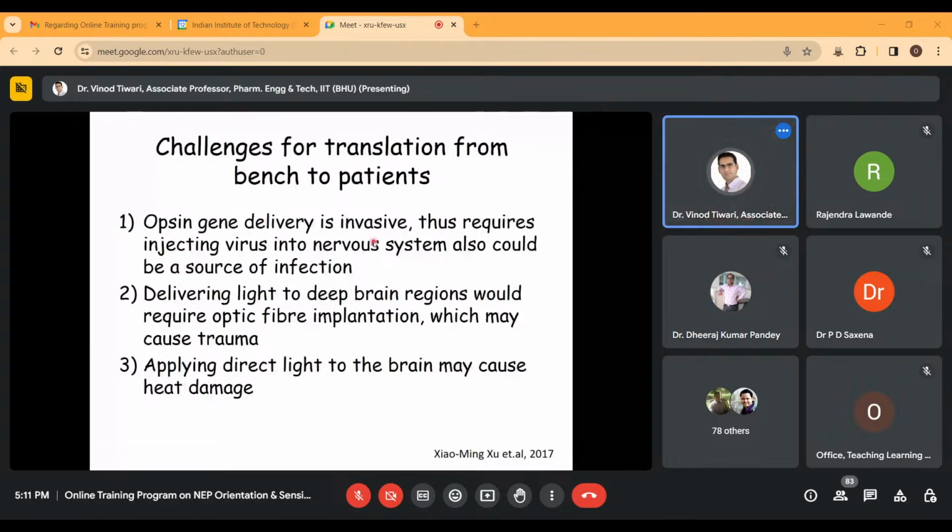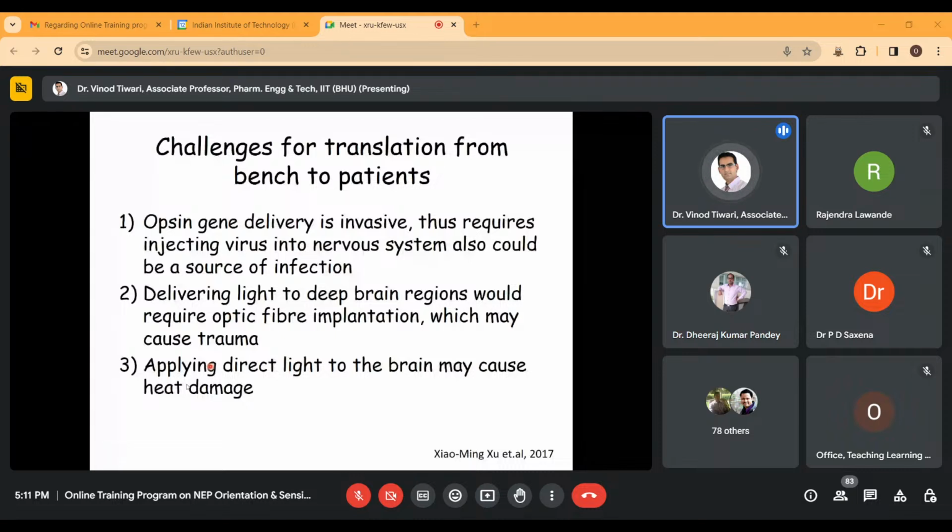it can be risky because you are injecting. No human will allow you to give an infection in humans. Into deep brain regions would require optic fiber implantation, which may cause trauma to the human beings or the patients, right? And then applying direct light into the brain may also cause certain heat damage. So these are the ethical concerns why we cannot apply this technique as of now to humans.